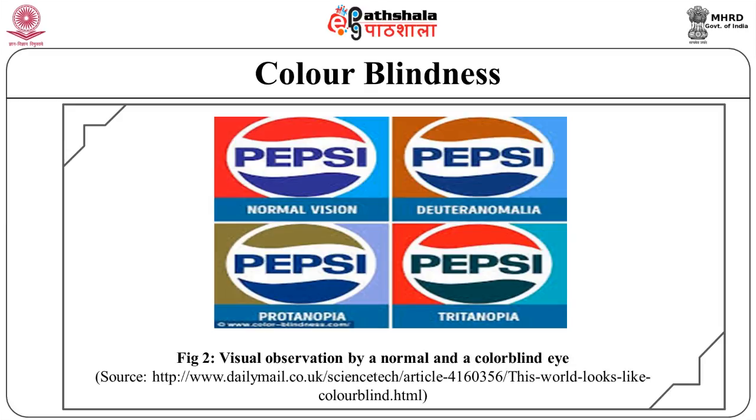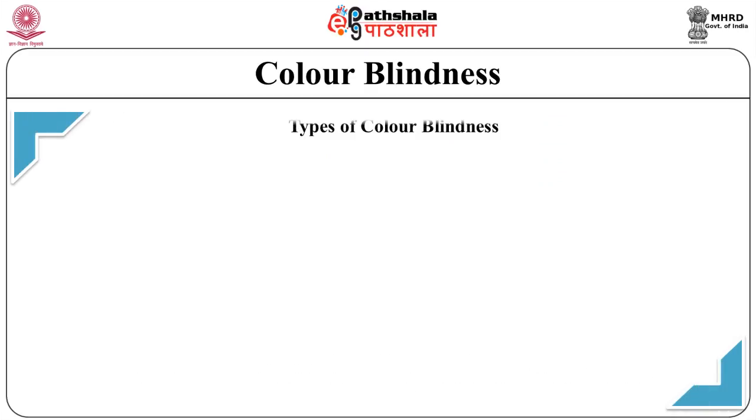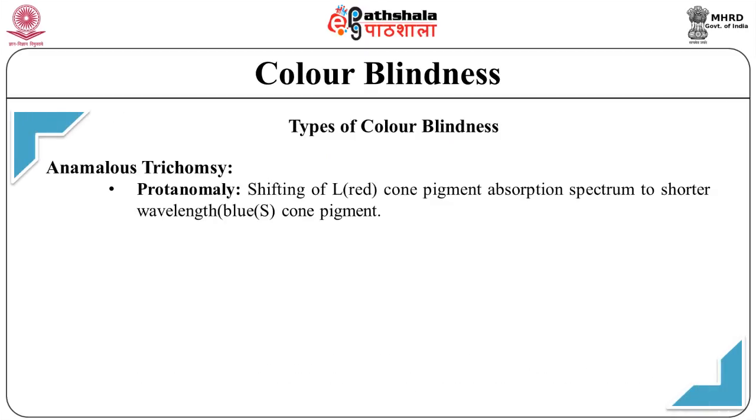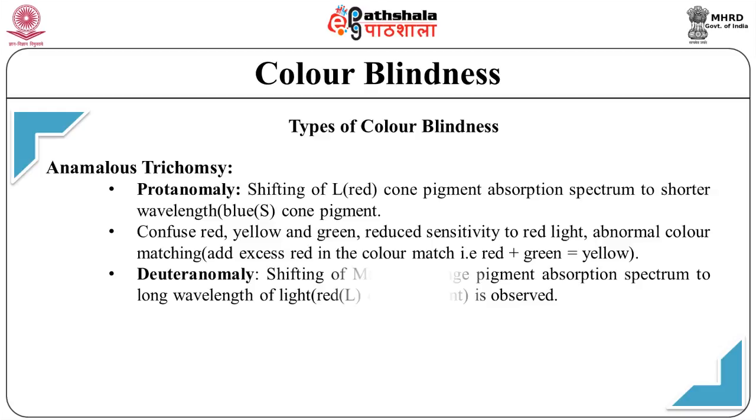The next figure highlights the visual perception of a normal and a colorblind individual. Let's try and understand what anomalous trichromacy is. The first type is protanomaly. A characteristic feature of this anomaly is shifting of the L cone pigment absorption spectrum to a shorter wavelength. So that's like going from red toward the green cone pigment. Afflicted persons confuse red, yellow and green.